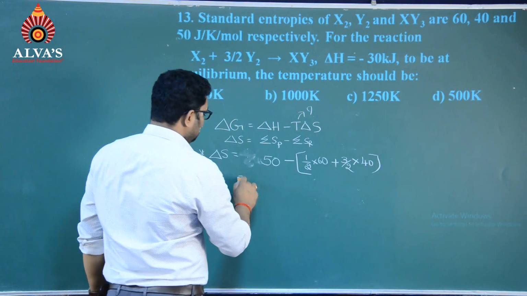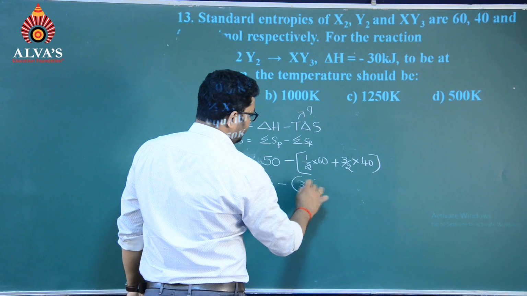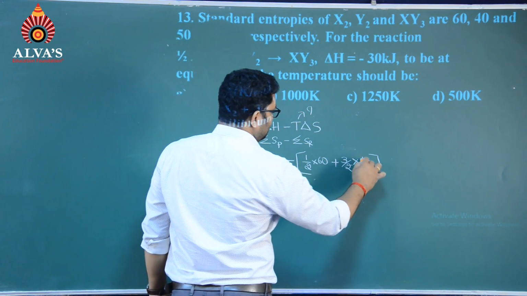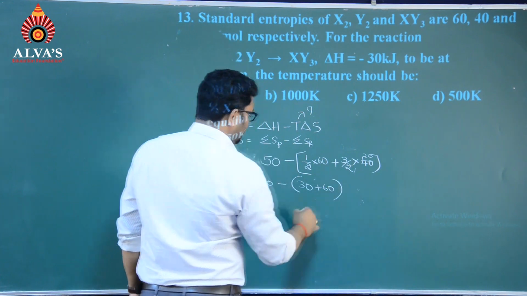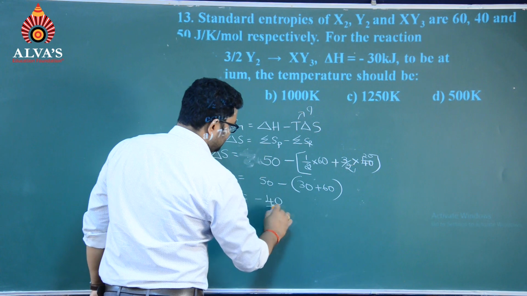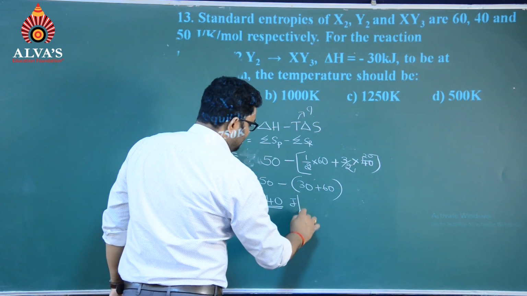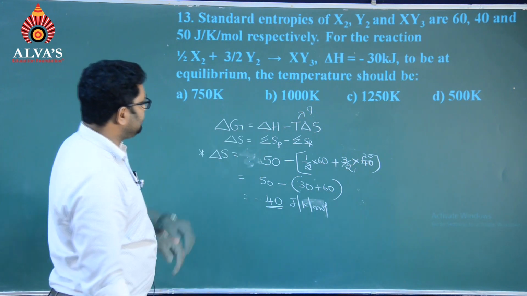Let us find out the entropy change. 50 minus 30, 2 ones are, 2 twos are, it is 60. Now 90, 50 minus 90 equal to minus 40. That is minus 40 joule per Kelvin per mole. Now substitute this value in this equation.